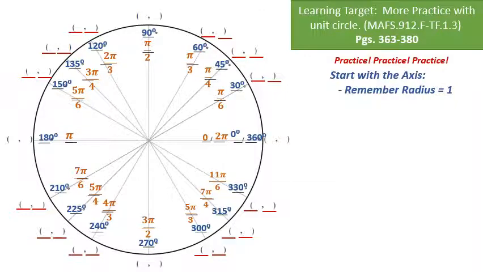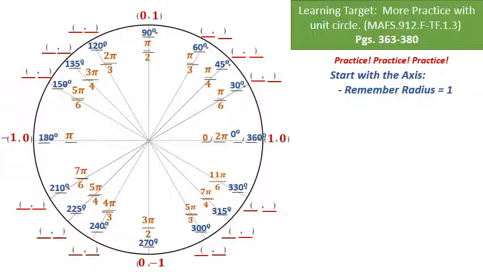If we are at the origin and we go straight to the right, that coordinate would be 1, 0. If we go straight up, it would be 0, 1. If we go straight to the left, it would be -1, 0. And if we go straight down, it would be 0, -1. That's the easy part to remember.